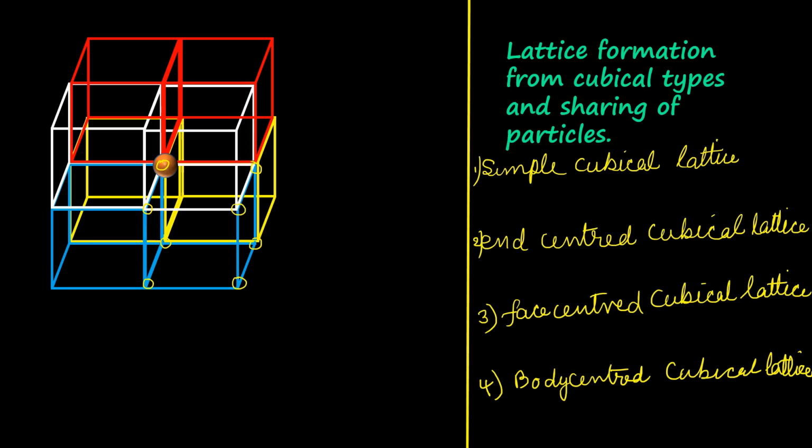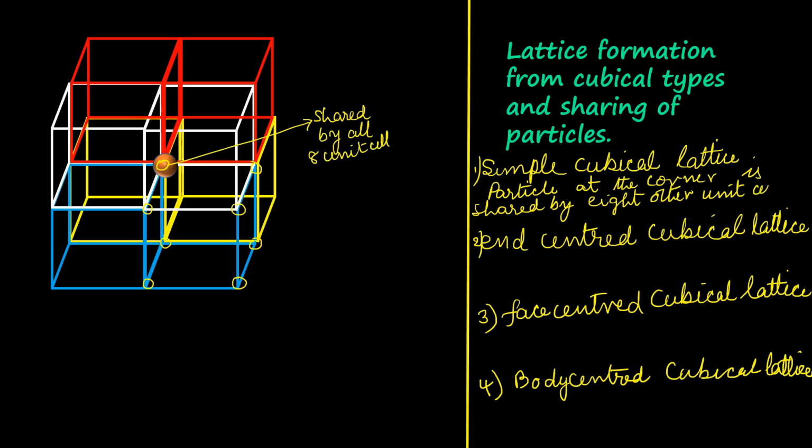You can see the particle is shared by one particular corner of all these 8 cells. Therefore, this particle is claimed by all the 8 cells which meet at that point. So, one particular unit cell can claim only 1/8 of this particle. This is the case of all particles in the corners. We will note this there.